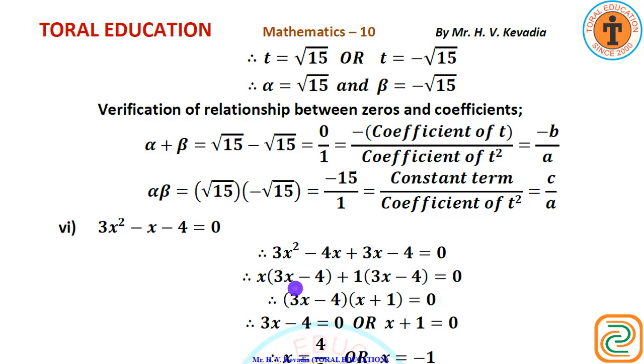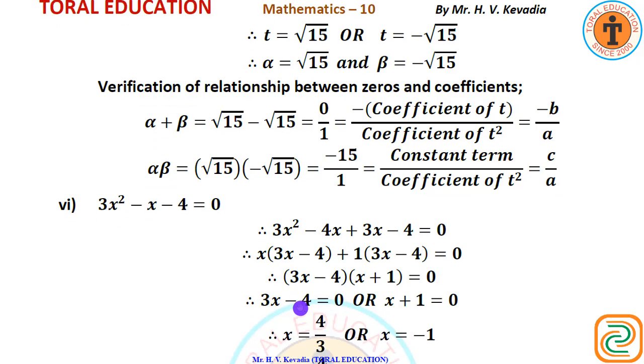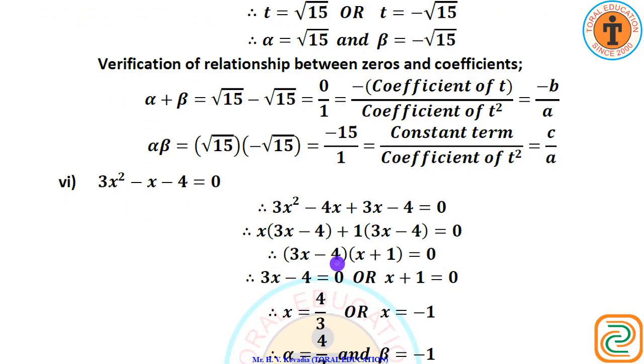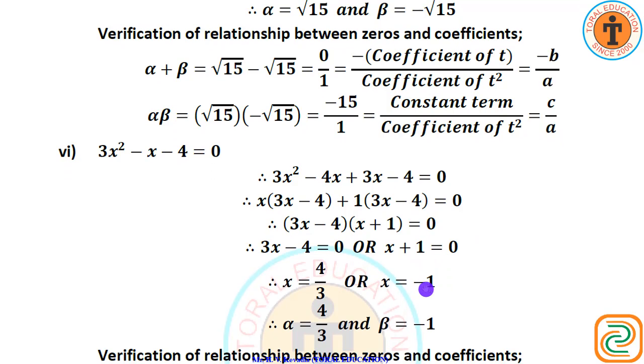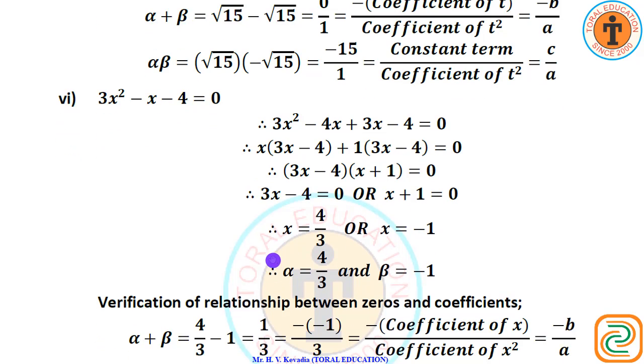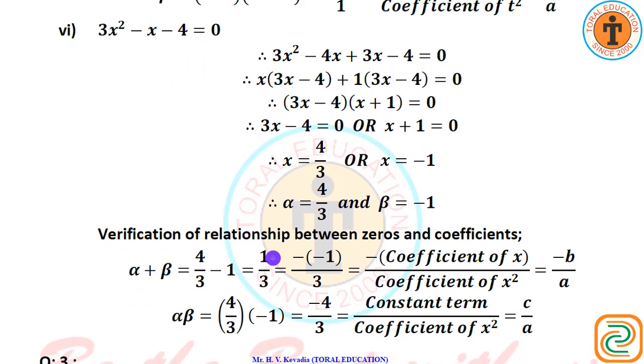We take x as common from this. X is common, 3x minus 4, and 1 is common, that is 3x minus 4. So 3x minus 4 is common and x plus 1 is in the other bracket. We can take 3x minus 4 equals to 0 and x plus 1 equals to 0, right? So here we can say alpha equals to 4 upon 3 and beta equals to minus 1.